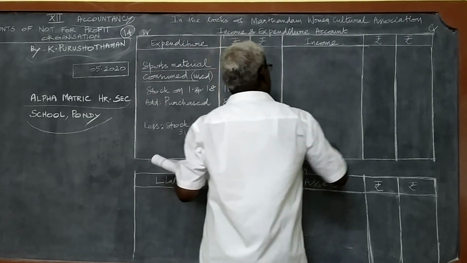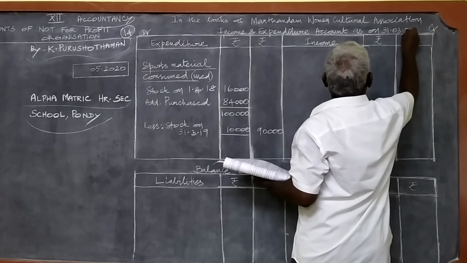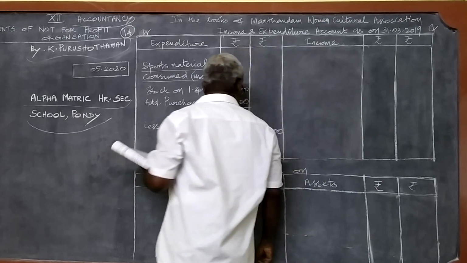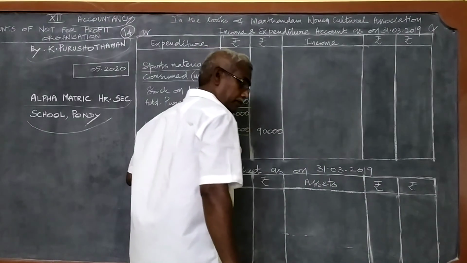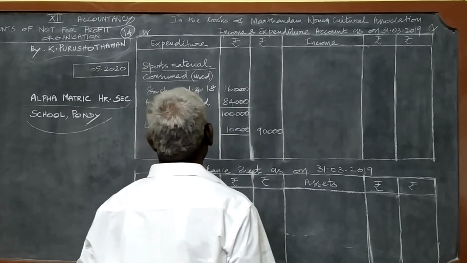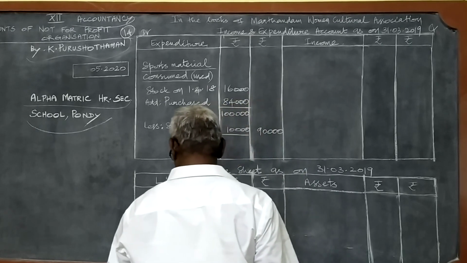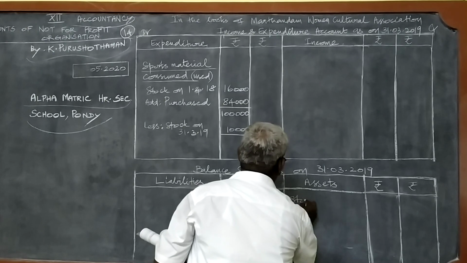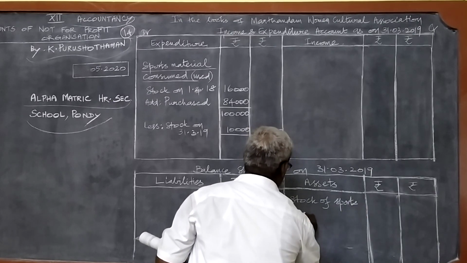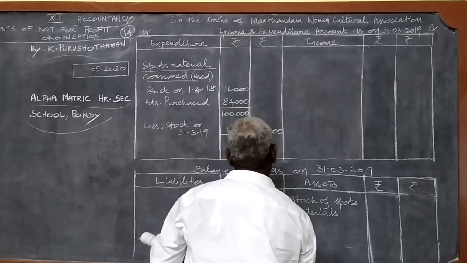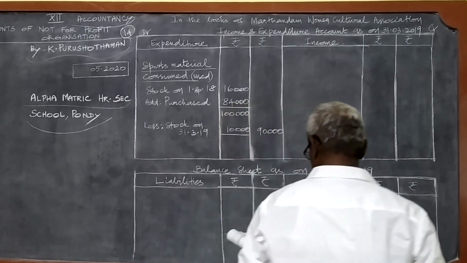What must we write? We are preparing the income and expenditure account as on 31/3/2019. The same thing for the balance sheet also, 31/3/2019. Okay, what should be written under the balance sheet? The closing stock of sports material on this date. What is the amount of sports materials available on this date? Stock of sports materials on 31/3/19, 10,000.